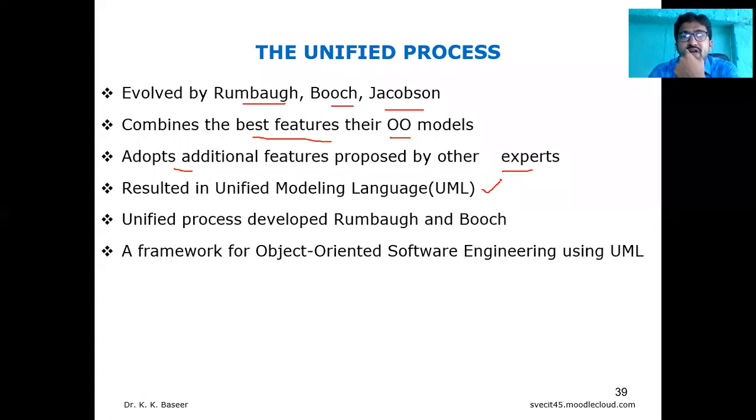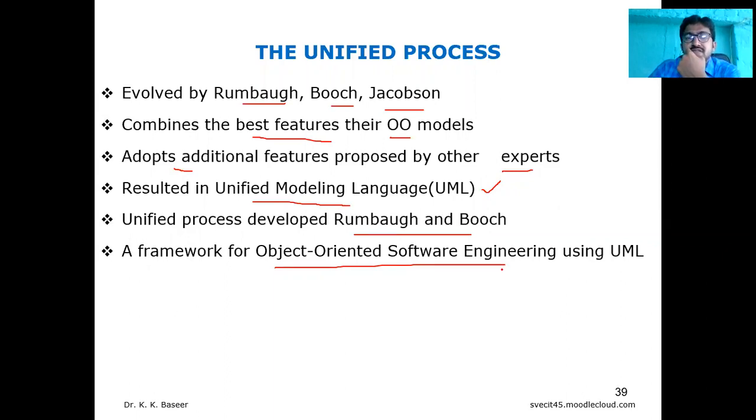Modeling means we are not writing any code here. We are just using the available notations to draw different models based on the scenarios and the requirements from the user. So it results in UML, which stands for Unified Modeling Language. This unified process was developed mainly by Rumbaugh and Booch; Jacobson was not that involved in designing UML. Totally, we can call it a framework for OOSE, Object Oriented Software Engineering using UML.